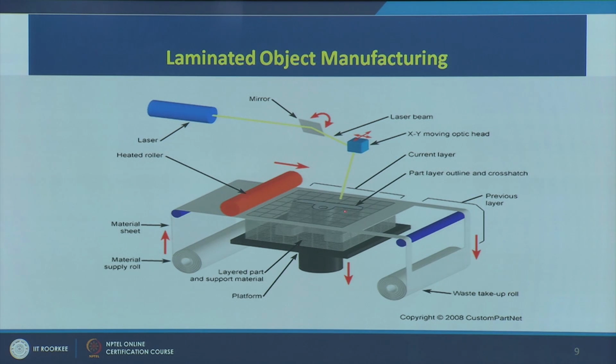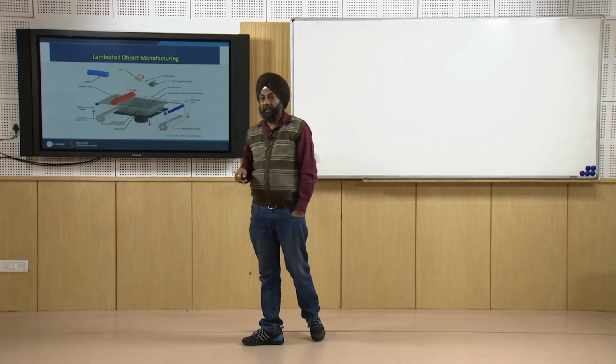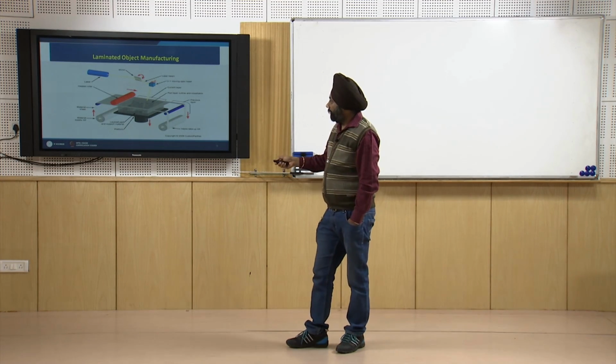the optic head, which is used for cutting this sheet into the desired form, and here also we have a heated roller which will roll the sheet onto the build platform. This is the platform which will be lowered. Layered part and support material, here we can see inside, this is the part which is being manufactured. This is the material supply roll. Three types of raw materials can be used, as we have discussed today. This is the material supply roll, the input, and this is the waste take up roll, from which the material which was required has already been cut.